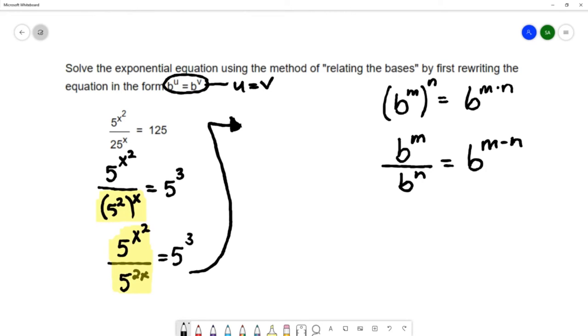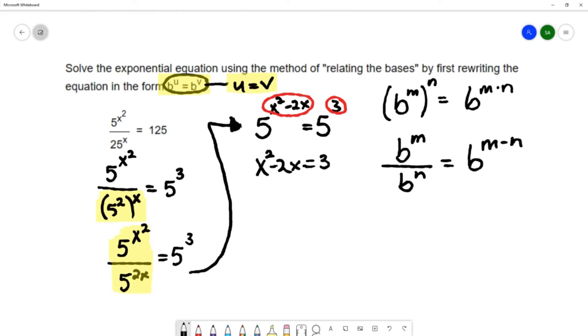On the left-hand side, I would have 5 to the x squared minus 2x, applying that quotient rule for exponents. I'm going to copy down the right-hand side. So I'm finally at the point that was described in the directions of this problem, where we have the base being the same on both sides. So I'm able to simplify this equation by saying that the exponents must be equal to each other. The bases are the same, so the exponent on the left must equal the exponent on the right. So that gives x squared minus 2x equals 3.